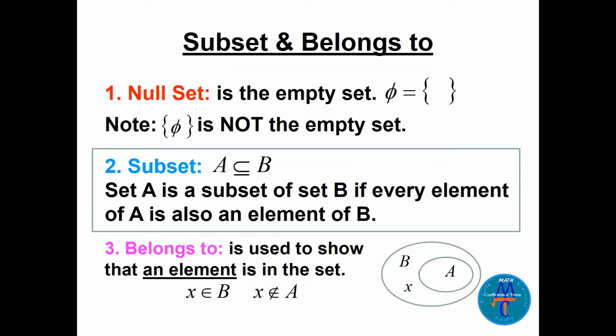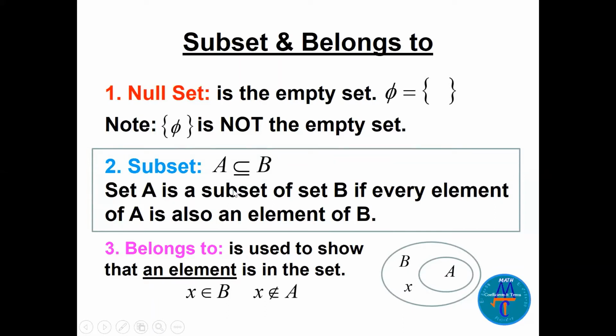Now, 3 definitions in this slide: null set, subset, belongs to. It's very important in algebra that you know the meaning of these terms. Null set is the empty set, simple. It's a set with no elements. Like a classroom with no students inside. So this is a null set or empty set. We can write it as empty or we can write phi. Now if you write phi inside braces like this here, this is not empty. The empty set has nothing inside.